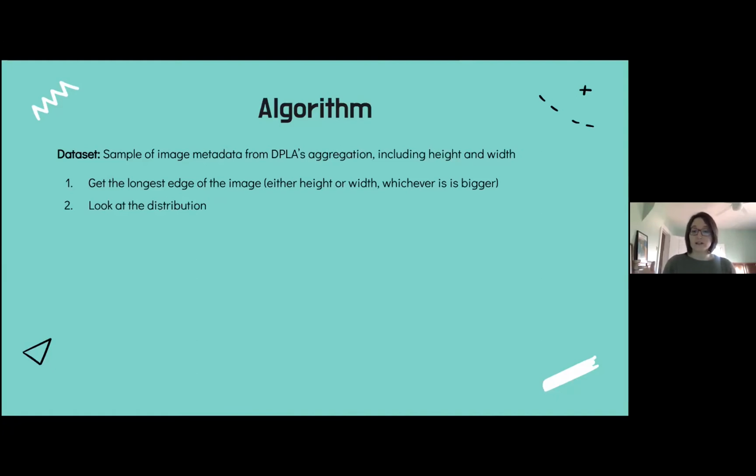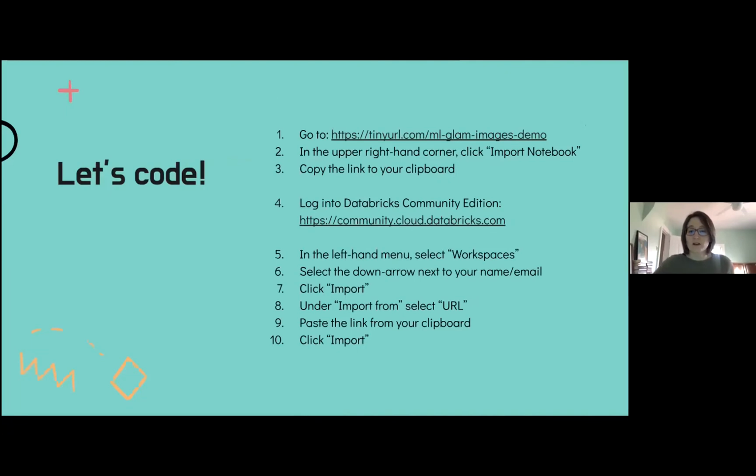So whether height is longer or width is longer, we're going to pick whichever one is bigger, and that's going to be the way that we compare the images to each other, by their longest edge. Then we're going to look at the distribution of the longest edge size. All right, so let's go.